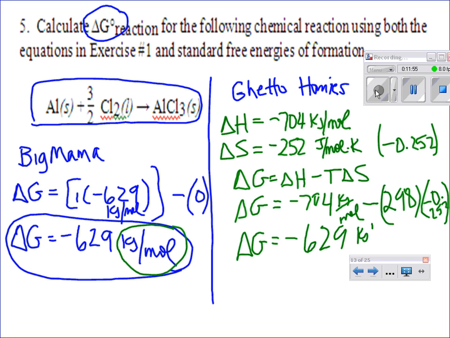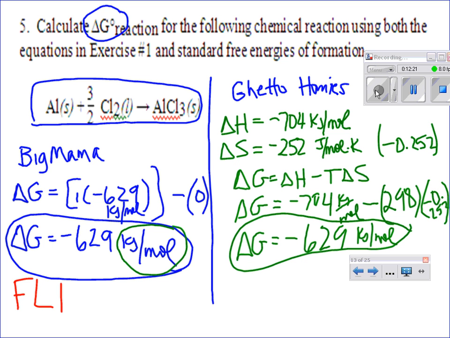Negative 629 kilojoules per mole. What a coincidence. No, it's not a coincidence. It's called a state function. State functions are values where it doesn't matter how you get there. There are multiple ways to get to the same answer. Do y'all remember the flippy thing? We had multiple equations, and you could flip them for a goal.